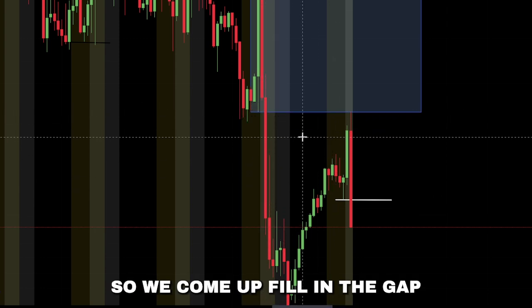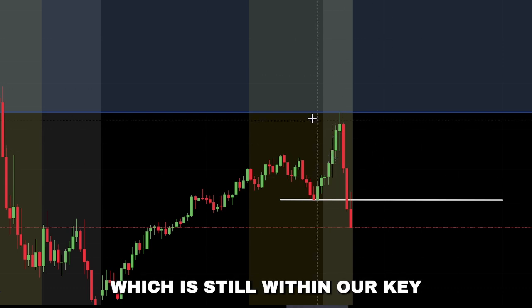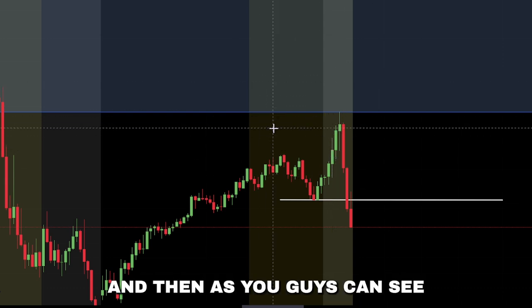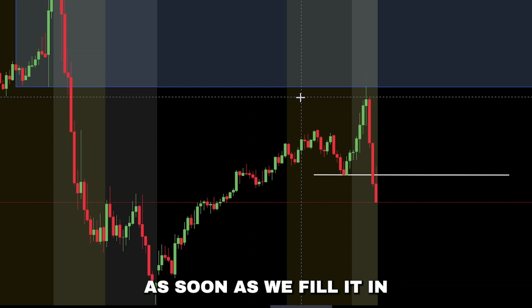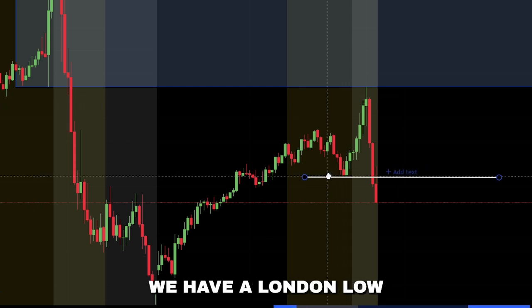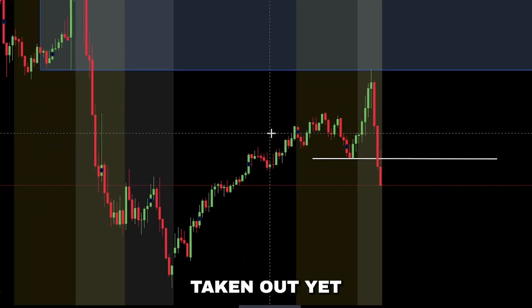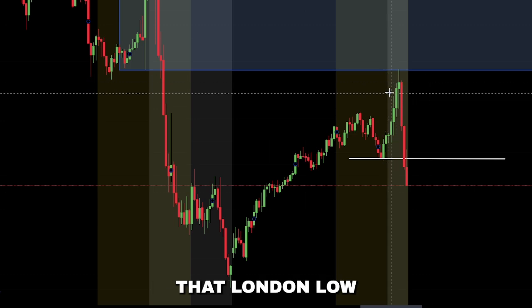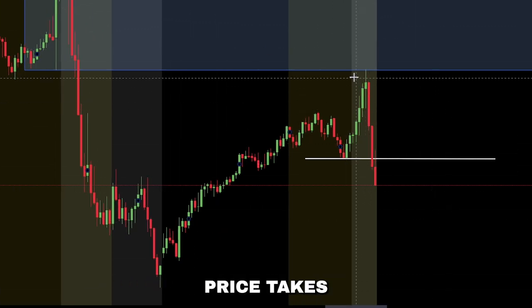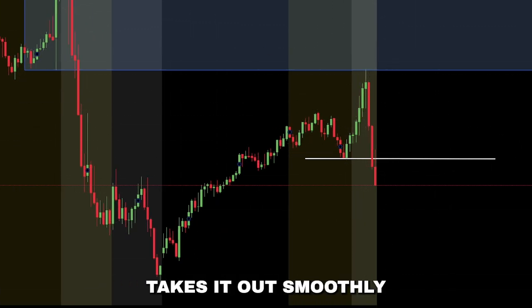So we come up, fill in the gap exactly at 9 o'clock, which is still within our key time window. And then as you guys can see, as soon as we fill it in, we have our London low that has not been taken out yet. Price draws towards that London low, and price takes it out smoothly.